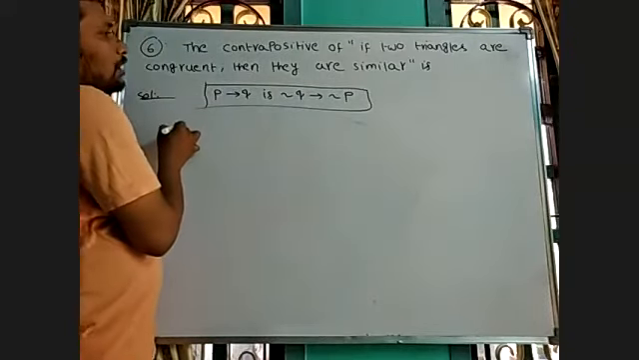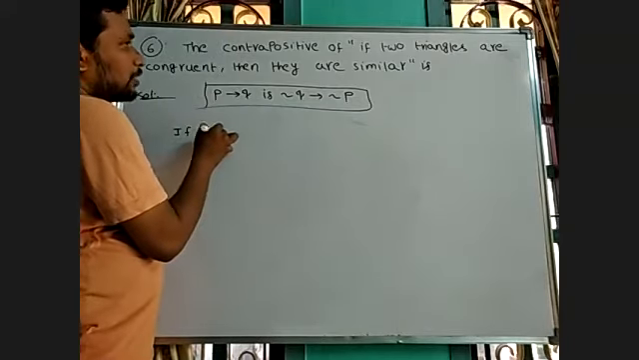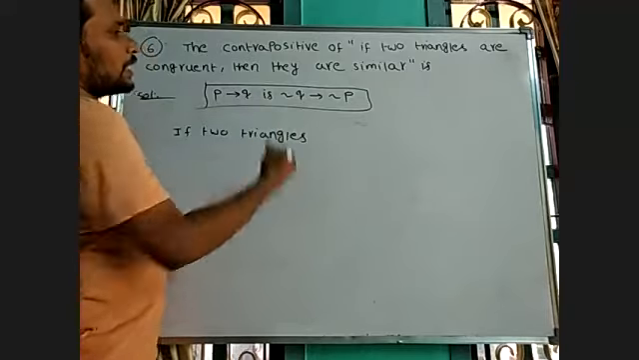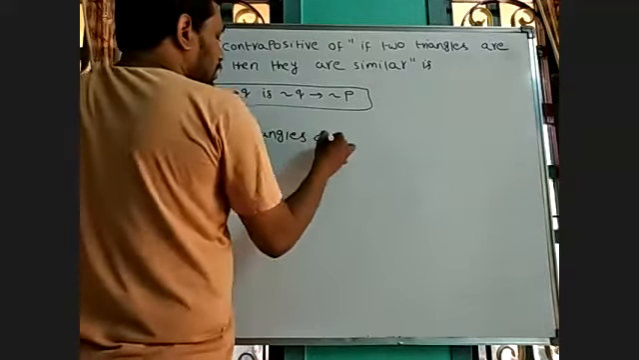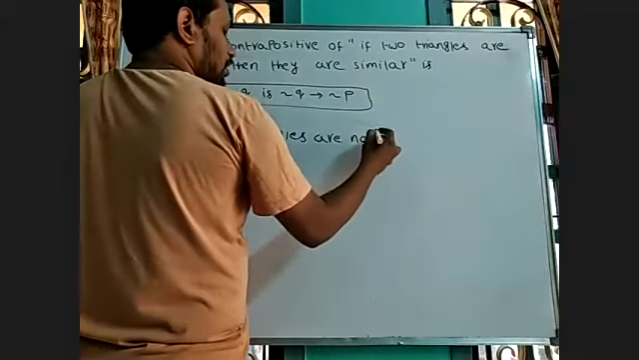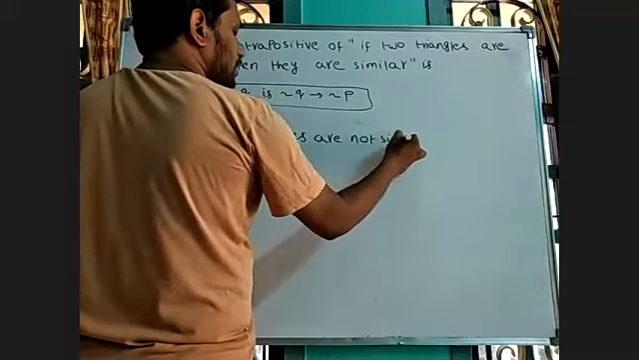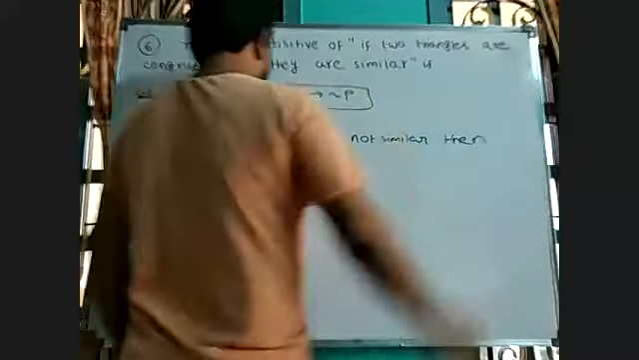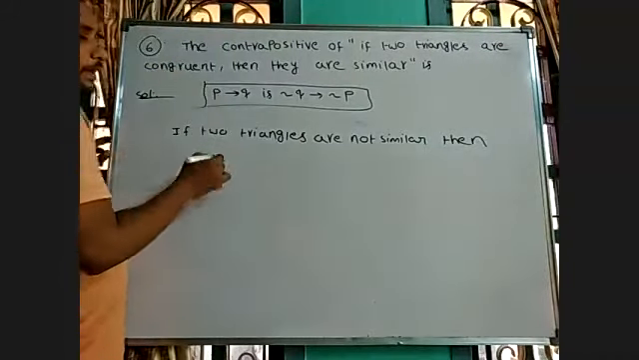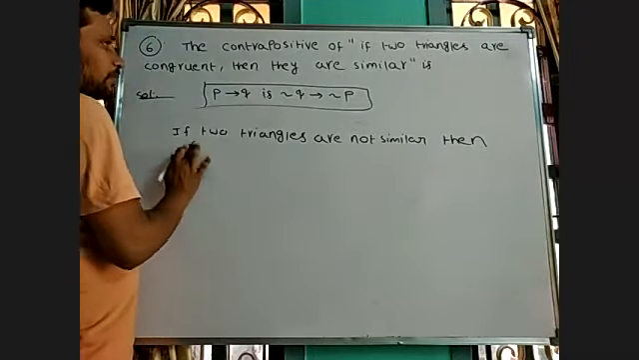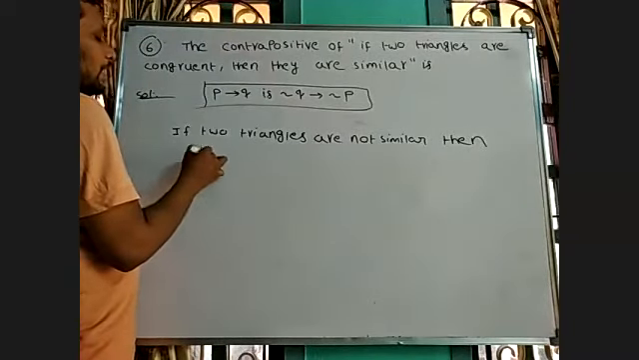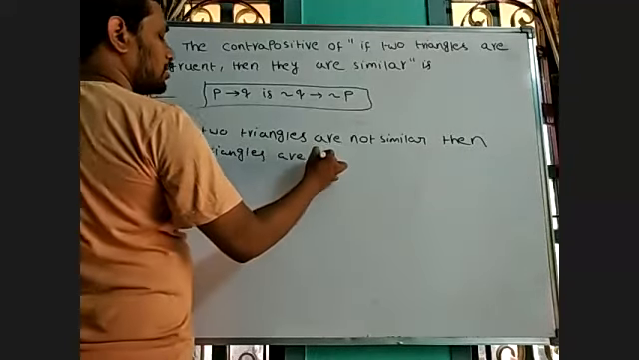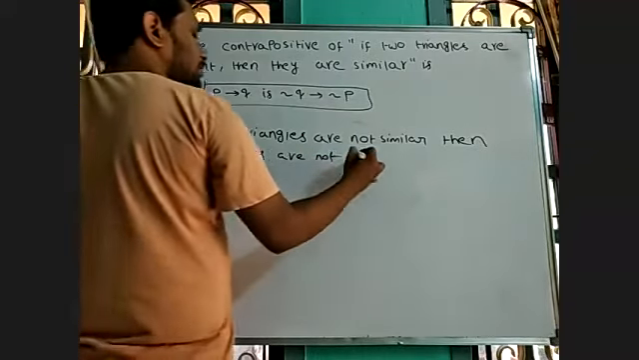So, if two triangles are not similar, then the triangles are not congruent.